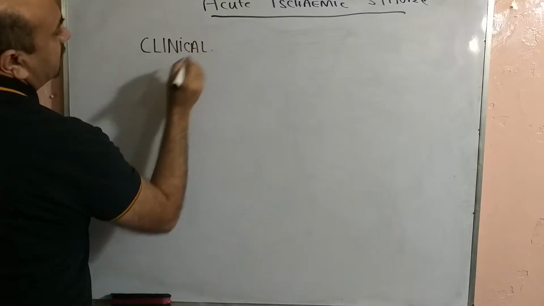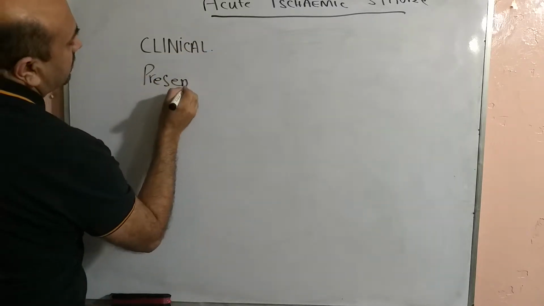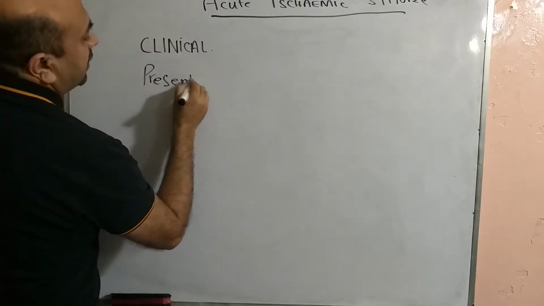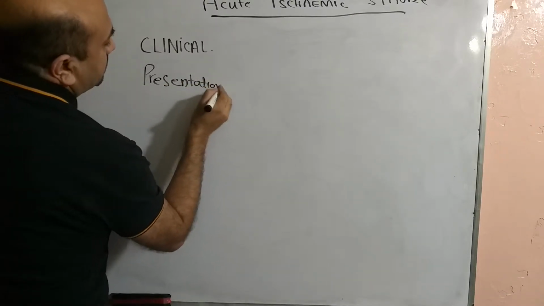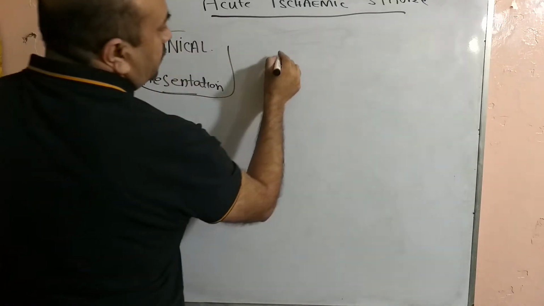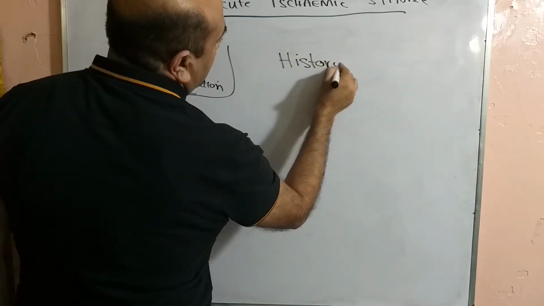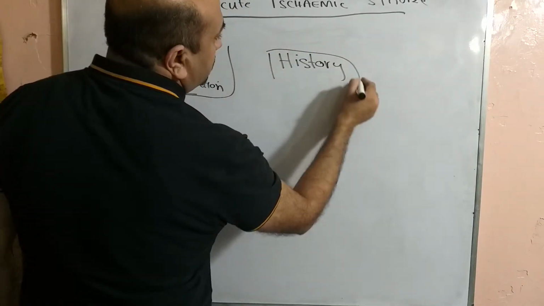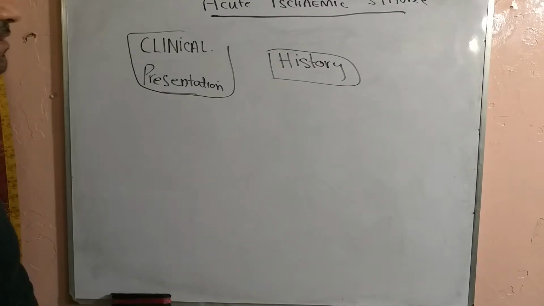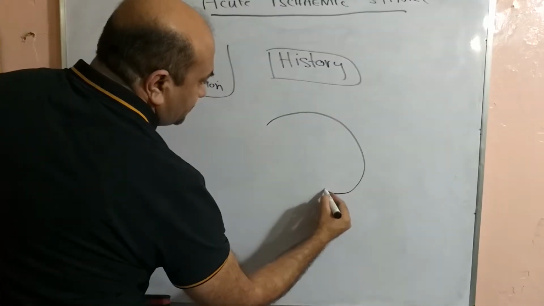Clinical presentation of these patients comprises of history and physical examination. So the history of these patients, or the symptoms of these patients, depend upon which area of the brain is involved. Let me make the diagram of the brain.